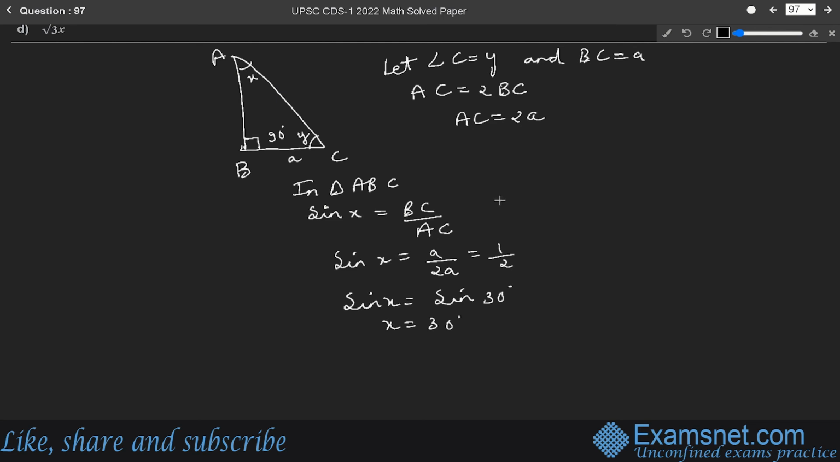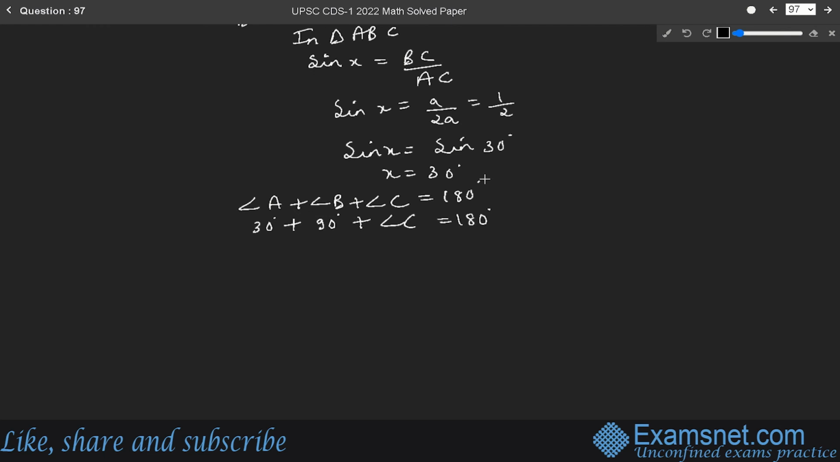And we know that the sum of angles of a triangle is 180 degrees. Therefore angle A plus angle B plus angle C will be 180 degrees. We know that angle A is X and X is equal to 30 degrees. So 30 degrees plus 90 degrees plus angle C is equal to 180 degrees. So in this way we can get the value of angle C. Angle C will be equal to 180 degrees minus (90 degrees plus 30 degrees). So angle C will be equal to 60 degrees. Therefore we can say that Y is 60 degrees.